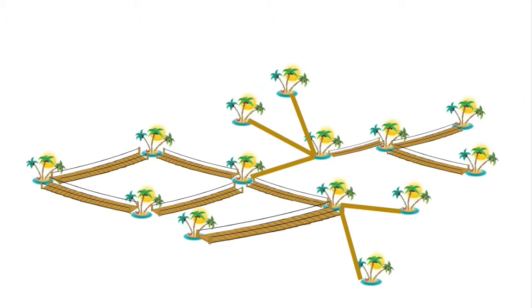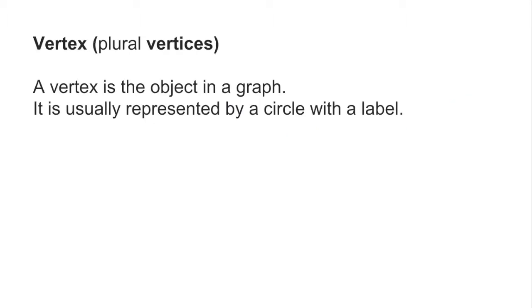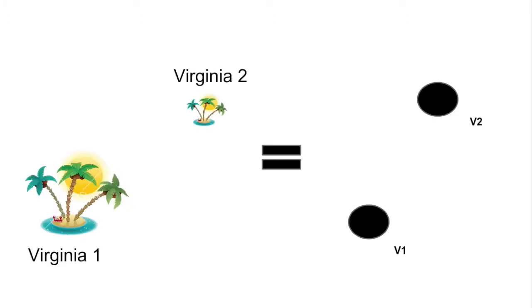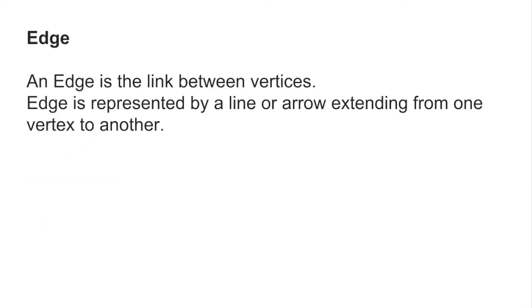And this is a graph. As you can see, the graph is made of dots and lines. In graph theory, we call these dots vertices, and the lines are edges. A vertex is the object in the graph. Usually, it is represented by a circle with a label. In our story, Virginia 1 Island is a vertex. Virginia 1 and Virginia 2 are two vertices labeled as V1 and V2.